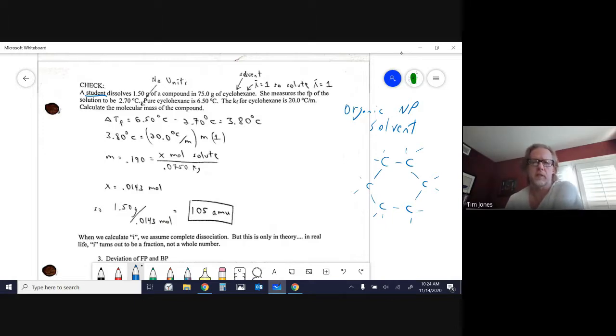In this case, because it's nonpolar and molecular, we can just assume that it has an I value of 1. So things that dissolve in it are going to have an I value of 1. So again, the problem's not super clear, but this does make sense. We know more about the person doing this now, measures the freezing point to be 2.70 degrees Celsius.